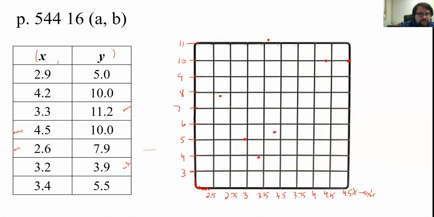Okay, so that's what they want us to do for A. The directions for A were make a scatter diagram and draw a line that you think best fits the data. So when you're drawing the best fit line, you want about half the data above, half the data below. So maybe something like that. That might be a best fit line.